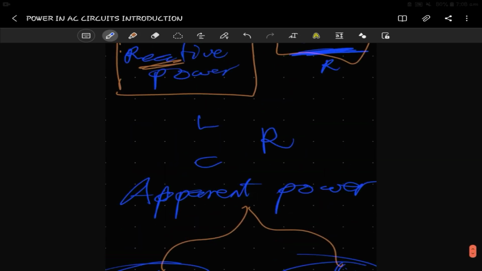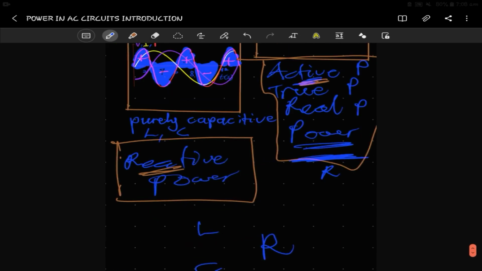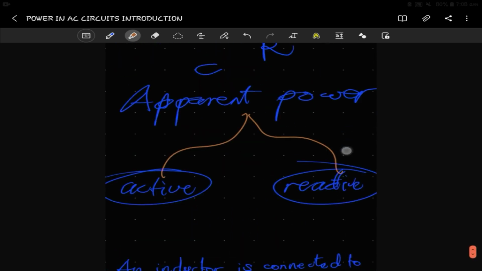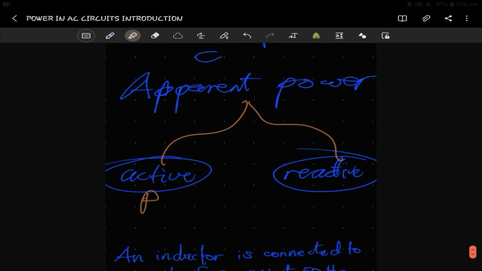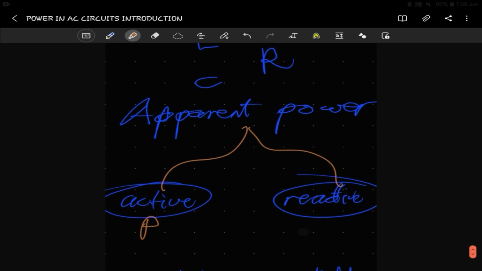But there are symbols that we use to represent these. Active power, which we said is true power, real power, or just power, has the symbol P. The reactive power has the symbol Q. And the symbol that we give for the apparent power is S.